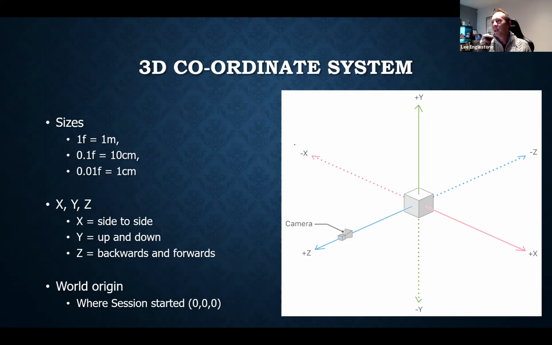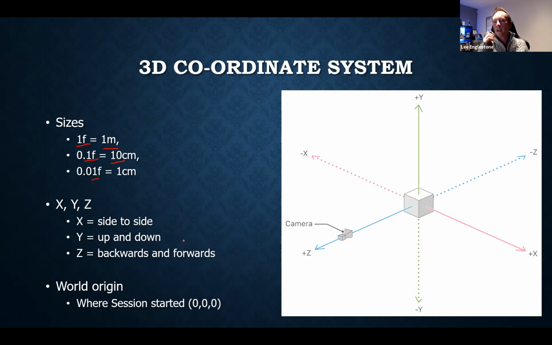Notice that minus is in front of you and positive is behind you, which got me for ages, because when I was first experimenting with this stuff, I thought, right, I'm going to place this sphere a meter in front of me. So I'm going to put it 1F, which is, you can see here, the sizes are in floating point data types, where 1F equates to 1 meter, pretty easy to remember, and therefore a tenth of that is 10 centimeters and a tenth of that is 1 centimeter.